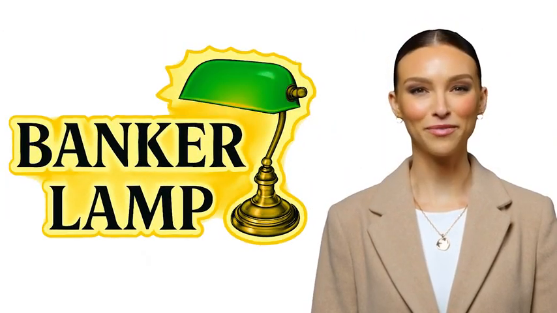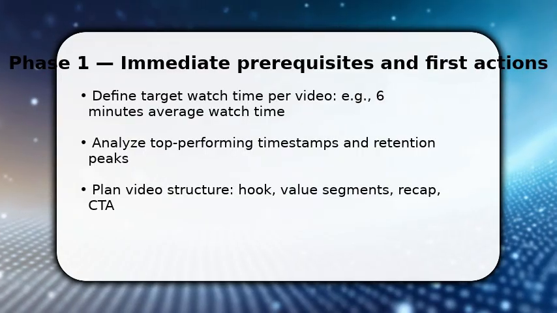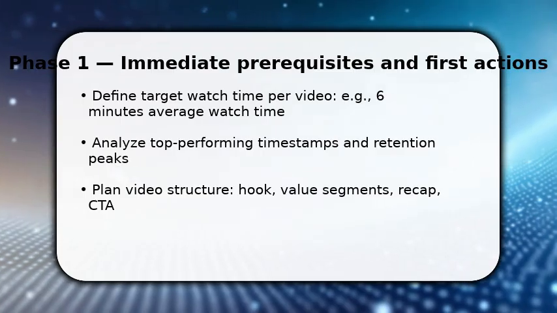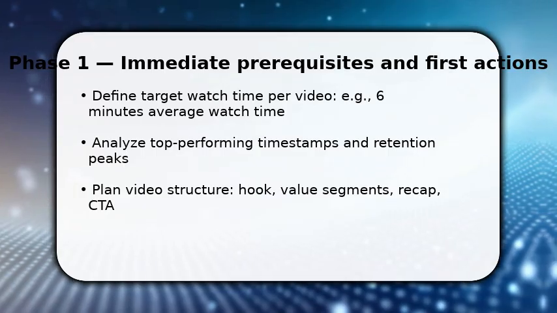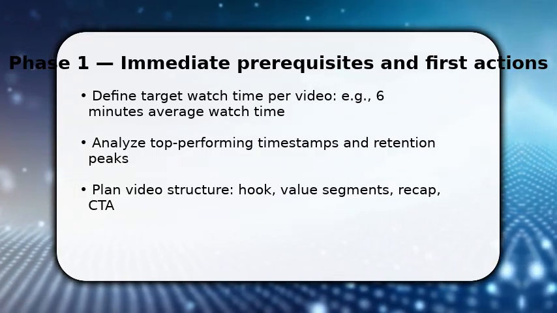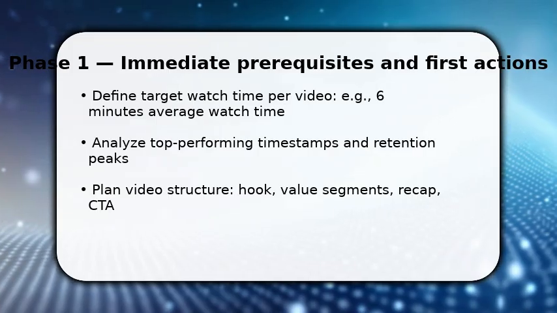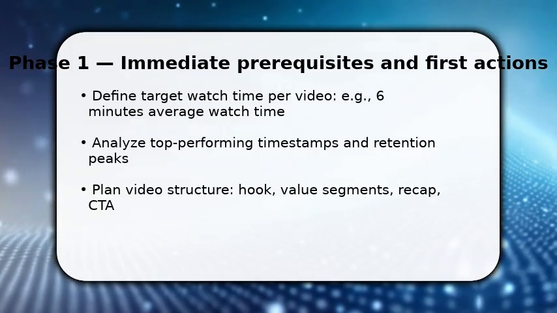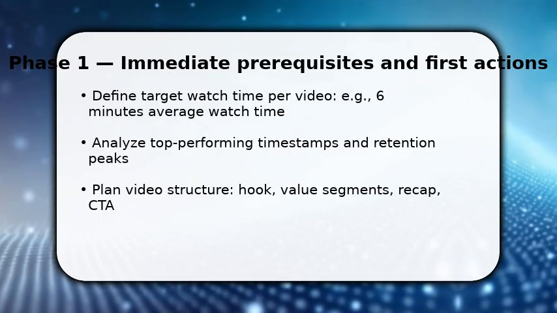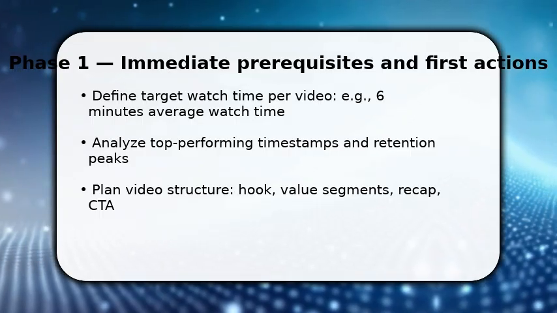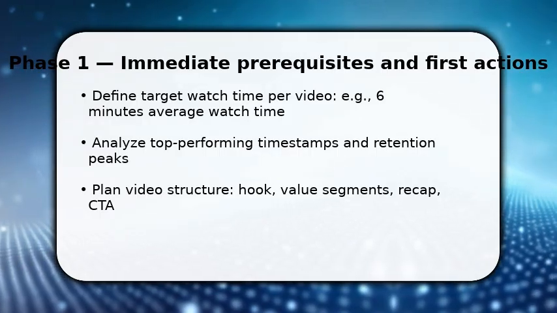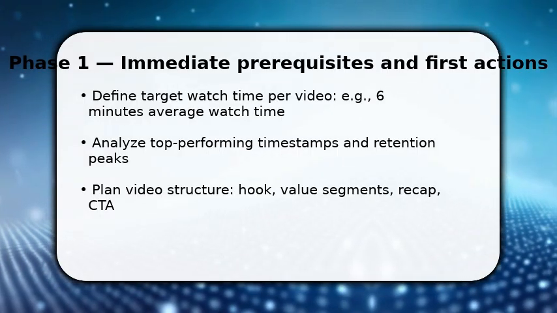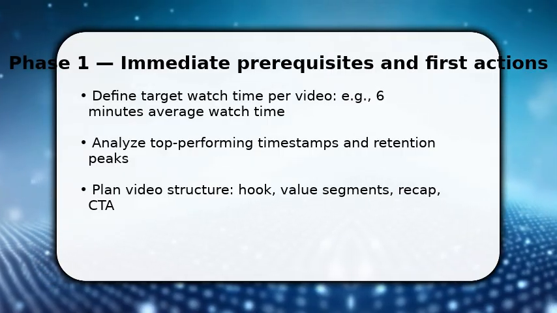Please enjoy the video. You begin by choosing a concrete watch time goal, such as 6 minutes average. That guides every choice. Combine analytics with a tight outline so you can act now. Start the first actionable steps by drafting a strong 10-20 second hook, then map 3 value segments, each about 2 minutes long. Once done, schedule the first shoot block and set chapter markers in your script. This ensures viewers stay longer because they know what value comes next.